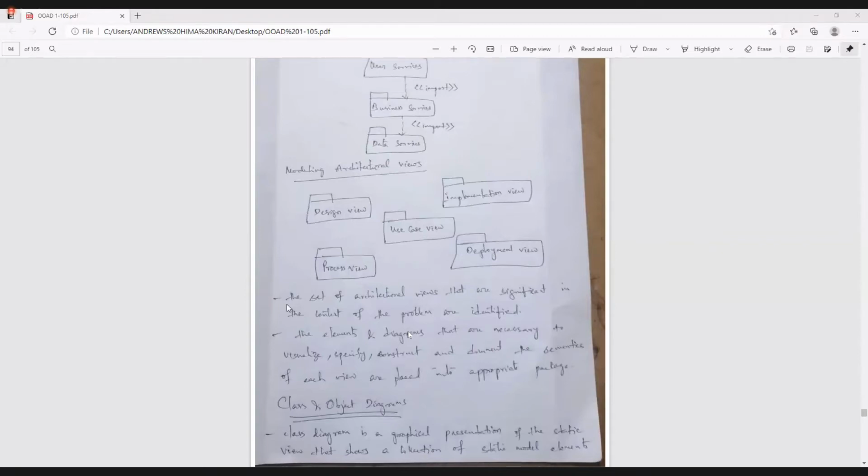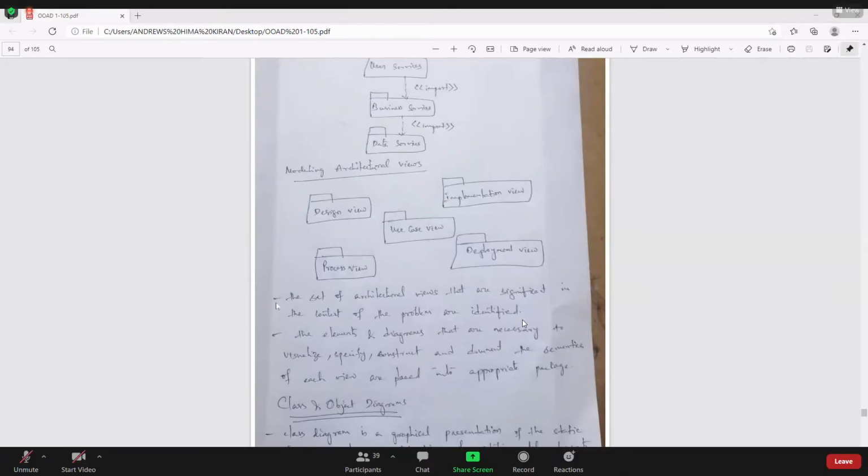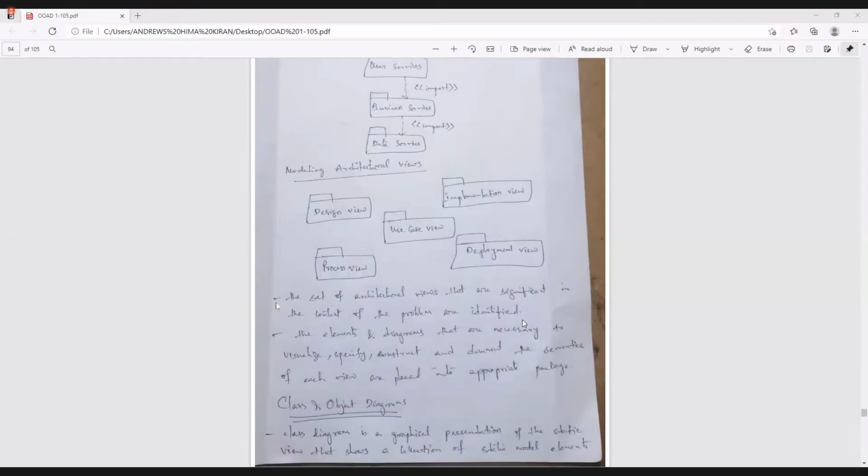The set of architectural views that are significant in the context of the problem are identified. If we are designing any model or any design, what we have to do initially is identify what the various architectural views are. We need to identify all the architectural views involved in the development process, and we need to mention those architectural views on paper or in the system.